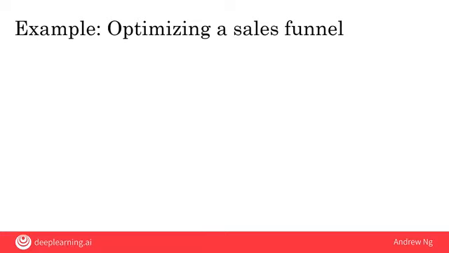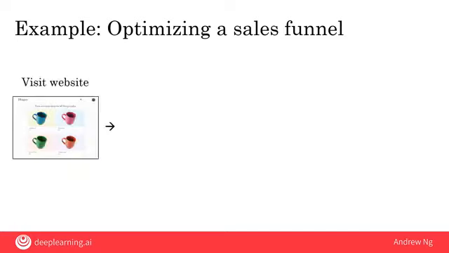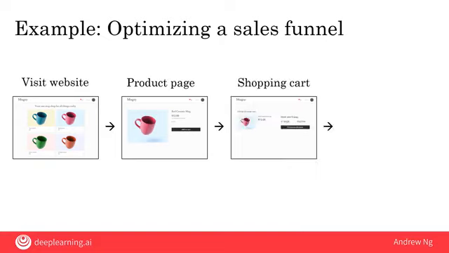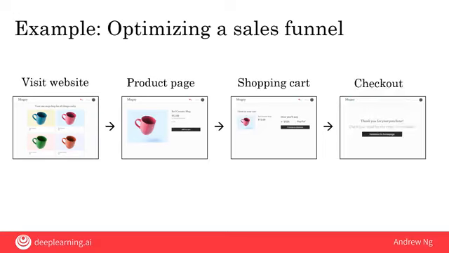As our running example, let's say you want to optimize a sales funnel. Say you run an e-commerce or online shopping website that sells coffee mugs. And so for a user to buy a coffee mug from you, the sequence of steps they'll usually follow. First, they'll visit your website and take a look at the different coffee mugs on offer. Then eventually they have to get to a product page, and then they'll have to put it into their shopping cart and go to the shopping cart page. And then they'll finally have to check out.